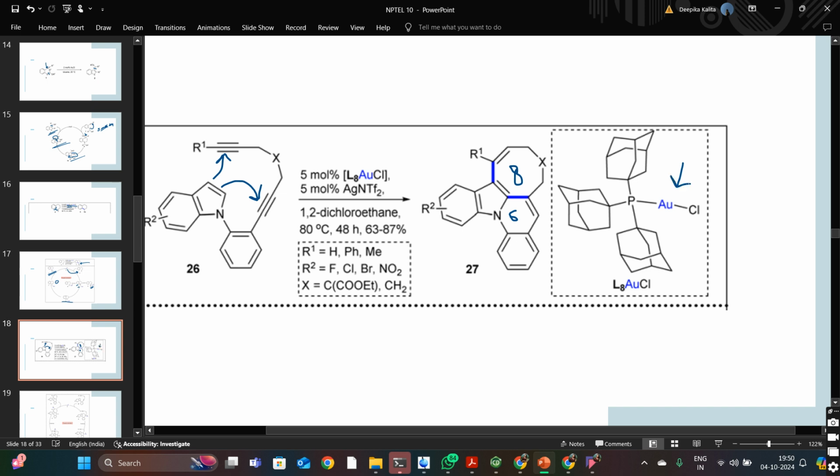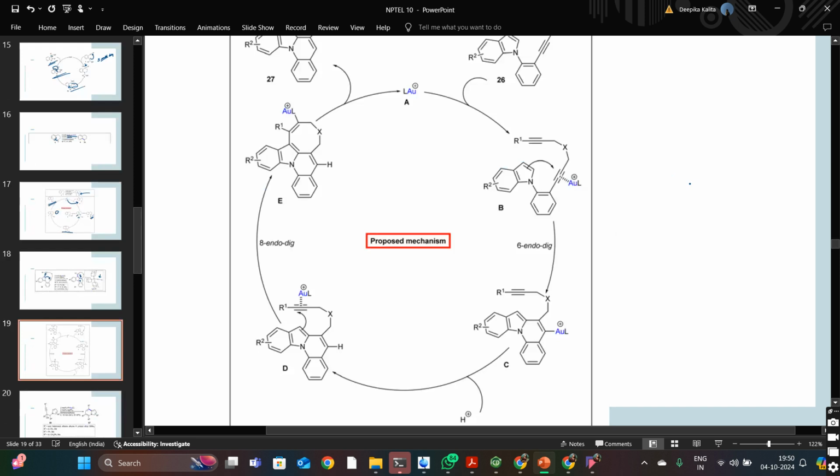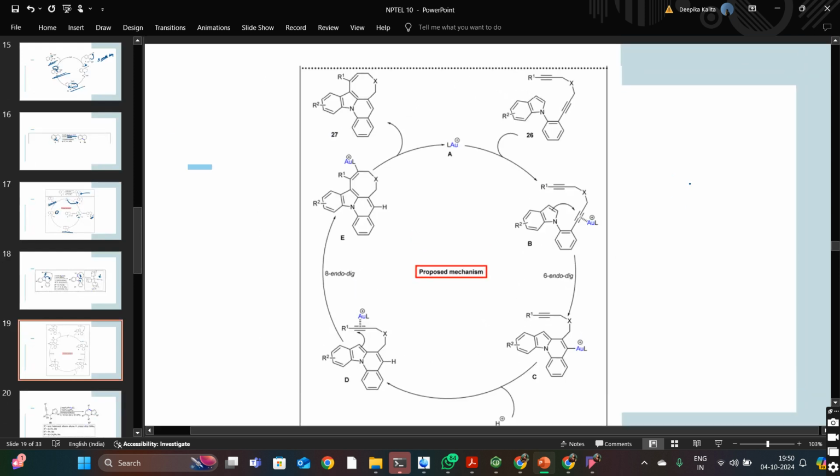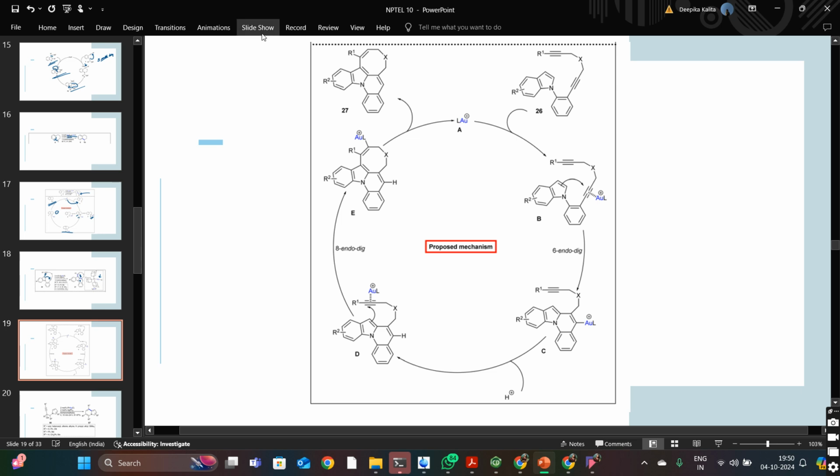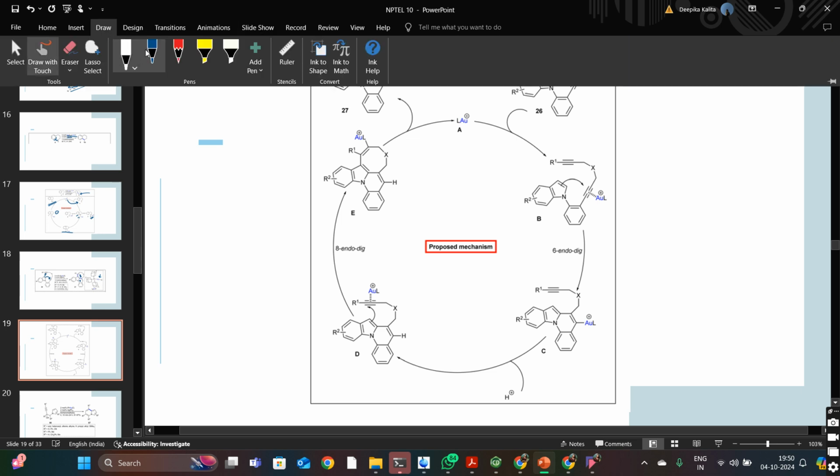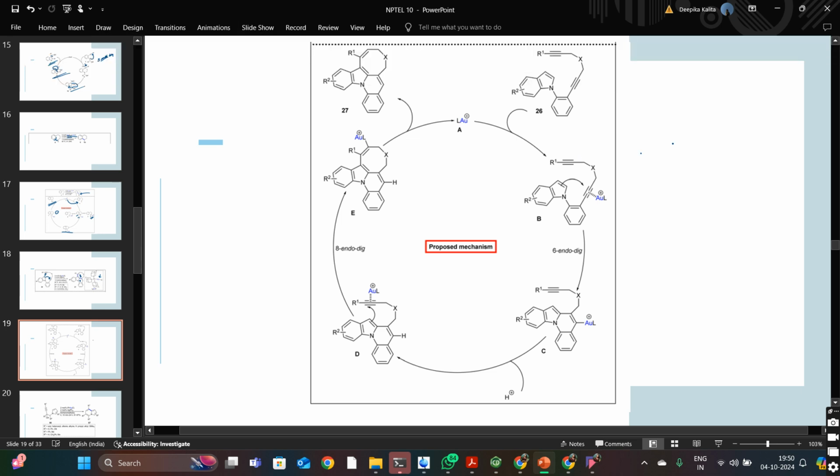Okay, so let us see how the mechanism is going to happen. So this is the proposed mechanism. Okay, let us go into the mechanism step by step. So at first, when we add our Lewis acid, which is containing gold catalyst, it is going to activate this alkyne. Okay, and the indole ring is going to attack at this alkyne.